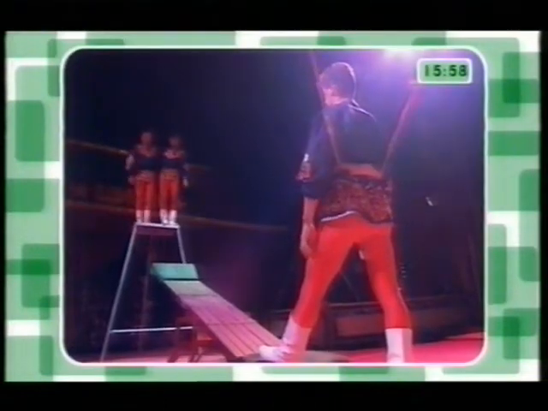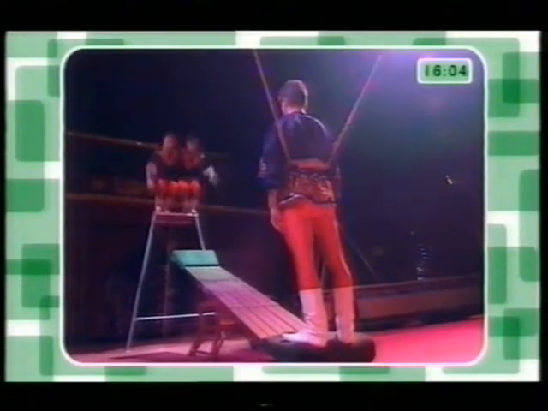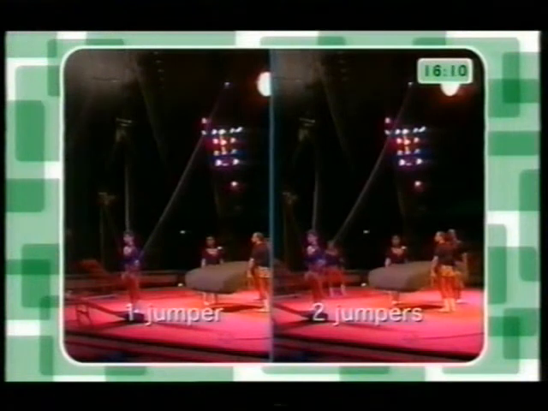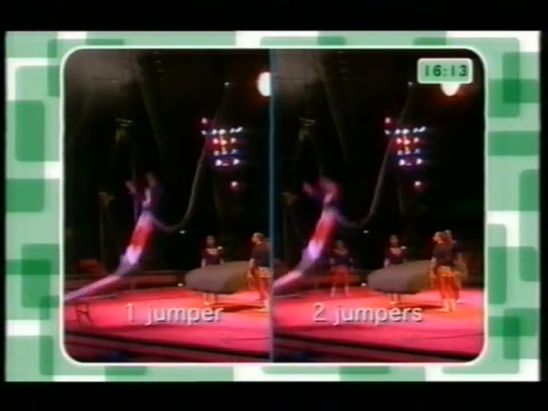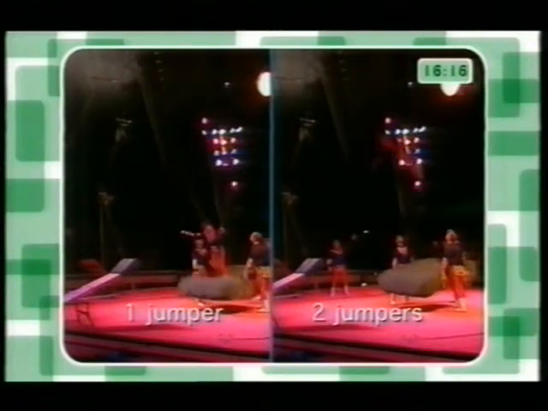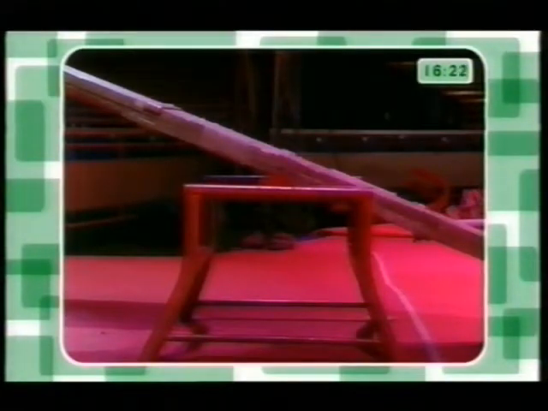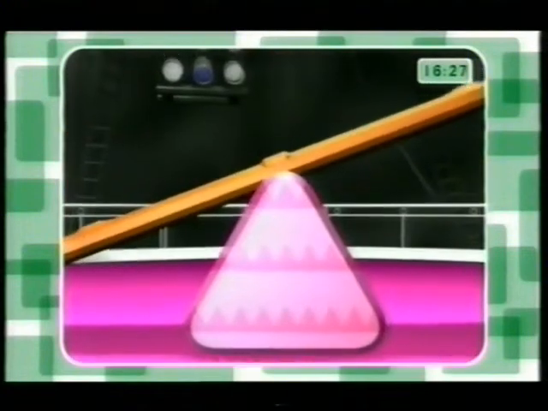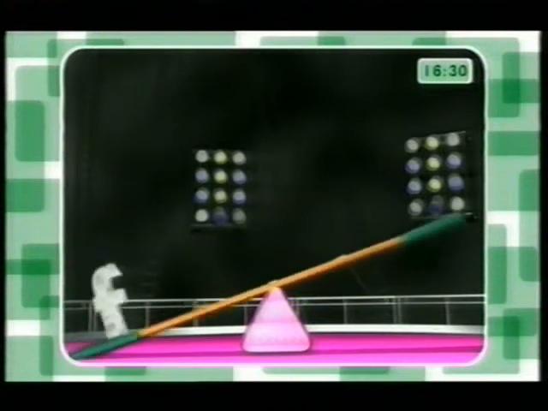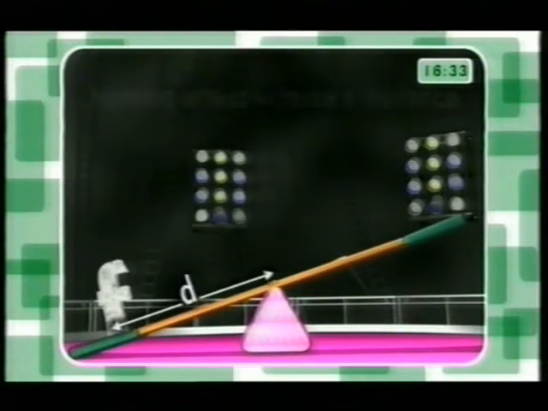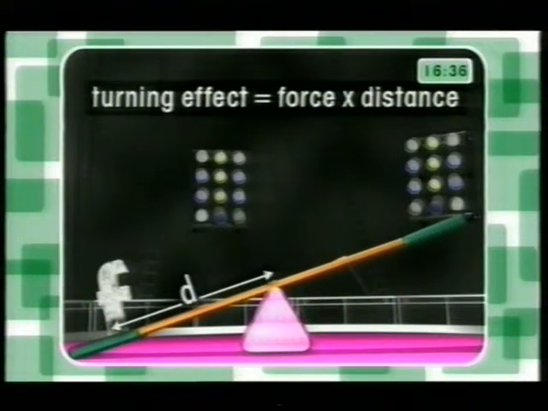So what happens when the effort force is increased from one jumper to two? Increasing the effort force increases the height gained by the acrobat. The turning effect of the lever has increased. You can calculate this turning effect by multiplying the size of the force by its distance from the pivot. The turning effect is equal to the force times this distance.